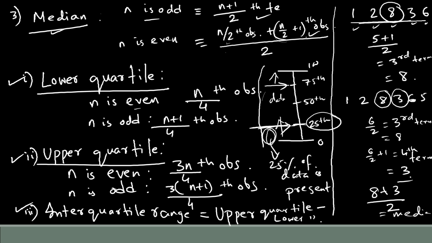And if n is even, let's say 100 numbers are there, what is the 25th percentile? It's 100 divided by 4, right? And if n is odd, then n plus 1 divided by 4. Let's say 99 numbers are there, so 99 plus 1, 100, divided by 4, again the 25th observation. Like this for the upper quartile, it is 3n by 4 if n is even, the 75th number, right? The interquartile range will be the upper quartile minus the lower quartile.